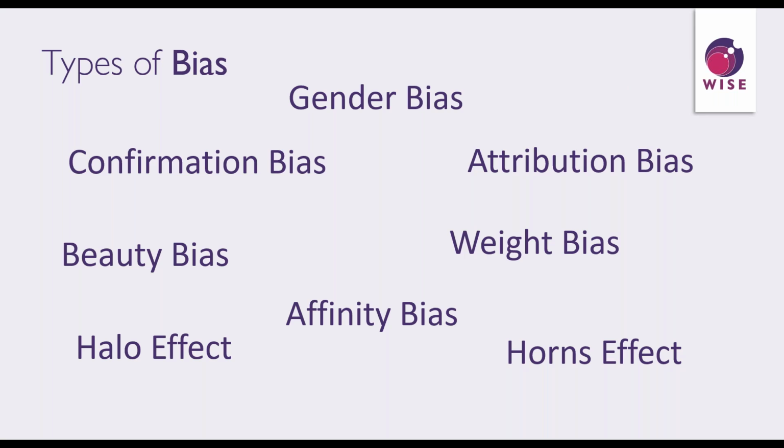So affinity bias, for example, leads us to favour people who we feel we have some kind of connection or similarity to. For example, they may have attended the same college, they may have grown up in the same town as you, or they remind you of yourself or someone you know and like. And this can have a massive impact during recruitment.